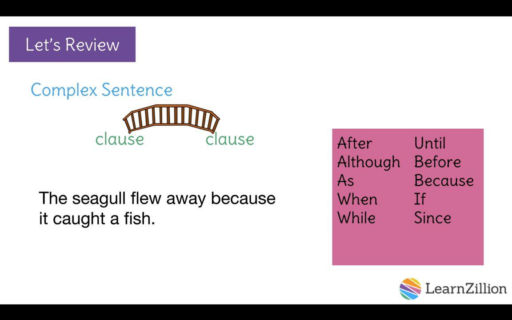Let's see how you did. Did you circle the conjunction because? Great work! The subordinating conjunction connects the ideas of the seagull flew away and catching the fish.